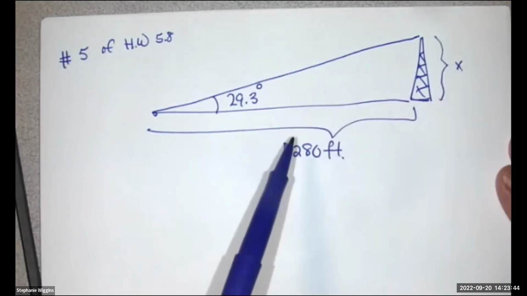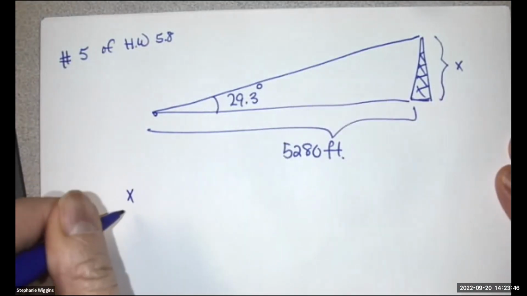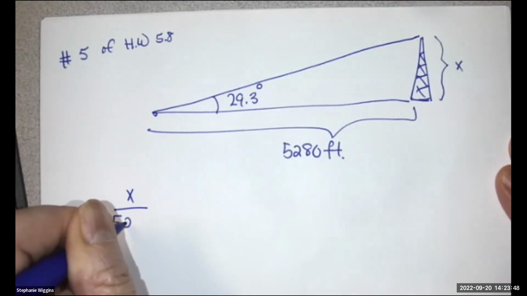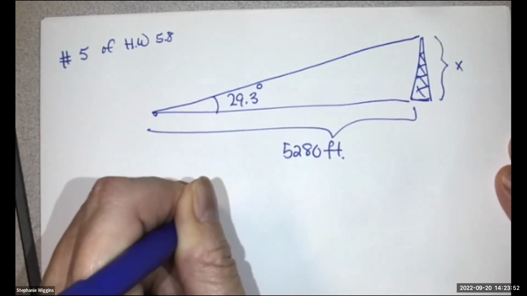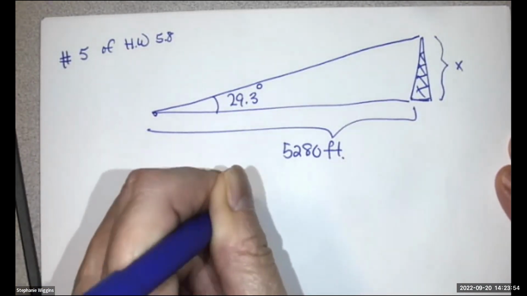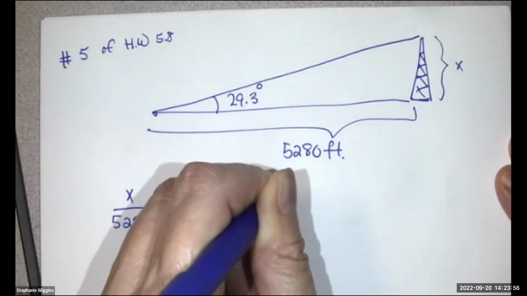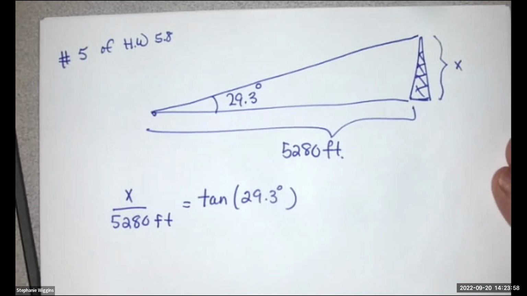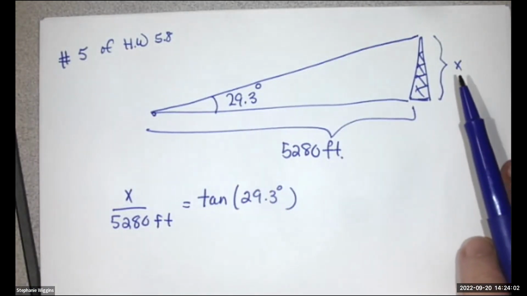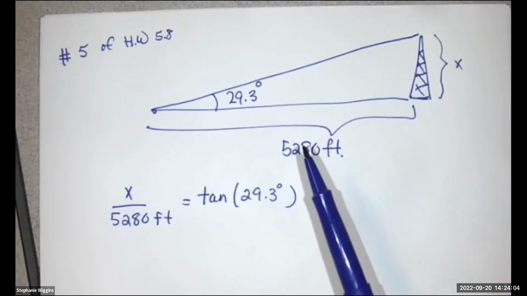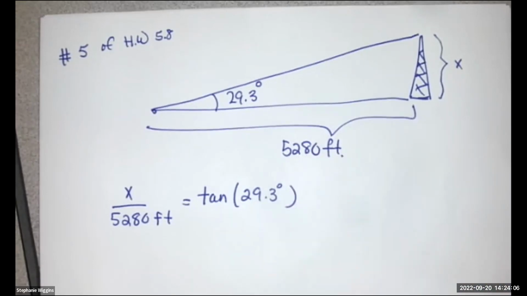So the opposite over the adjacent is tangent of your 29.3 degrees. And again, the reason why I picked tangent is because of what I need to know, which is the opposite, and what I know, which is the adjacent. Tangent relates the opposite over the adjacent. So that's why we have this ratio here.